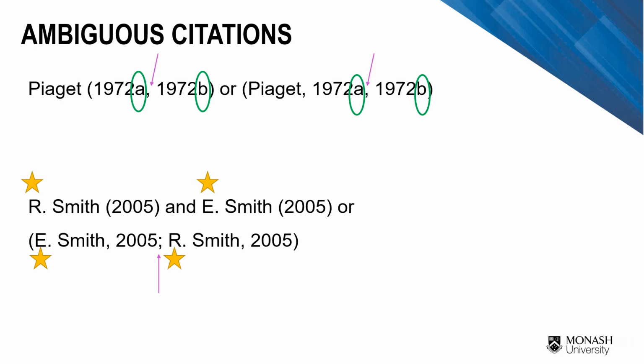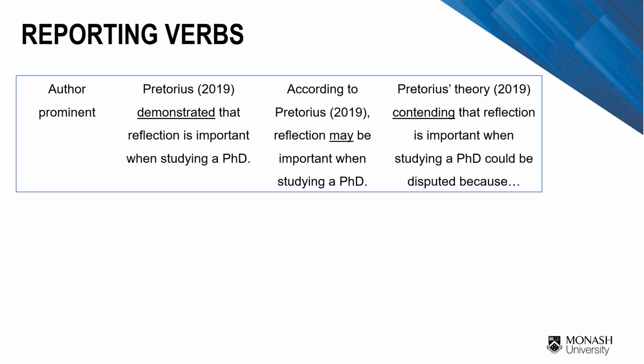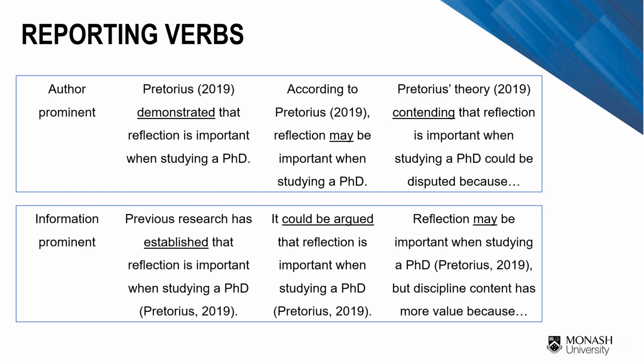Finally, remember that the words you use to describe the references in your text are very important as they indicate what you think about the information contained in that reference. The following example shows different sentences containing either author-prominent or information-prominent citations. Take particular note of the underlined words. These reporting verbs change the meaning of the sentence.